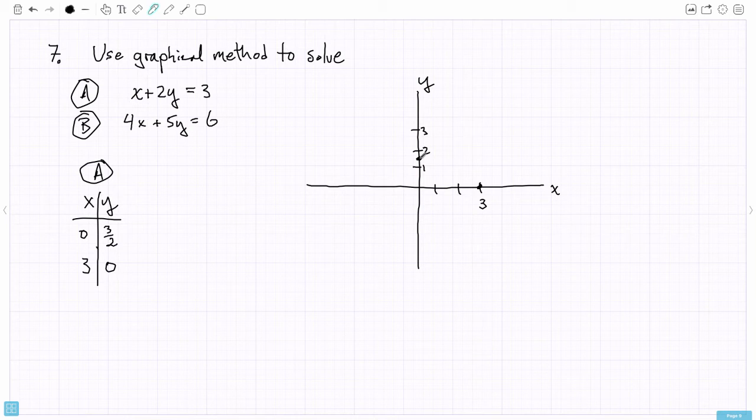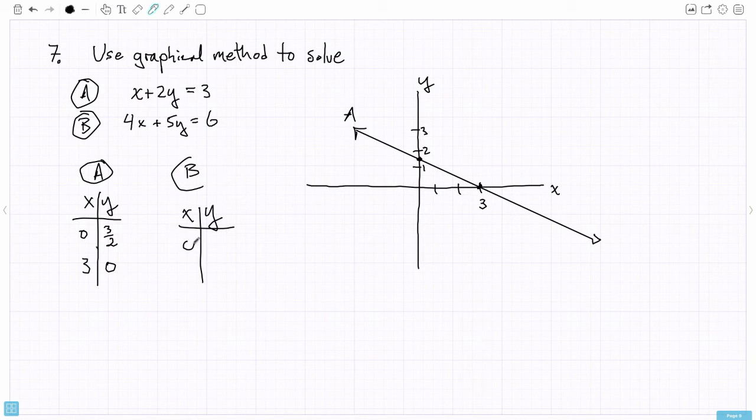So here's the point 0, 3/2, and there's 3, 0, and this is line A. Now it's going to go through those 2 points. For line B, I'll make x equals 0, find the y-intercept, make y 0, get the x-intercept. If I make x equals 0, then I get 6/5 for y, which is like 1.2. If I put y is 0, then I get x is 6/4, that's 3/2 for the x. So here's 1, 2, a y value of 1.2 roughly.